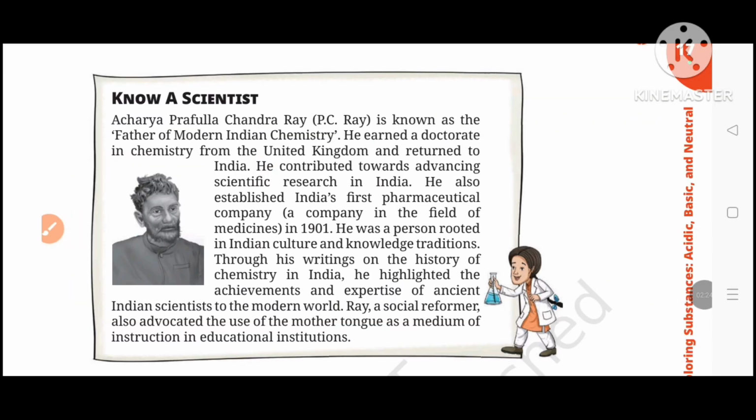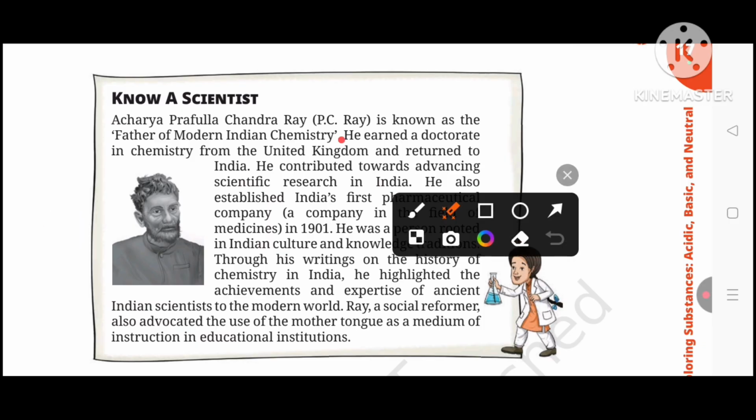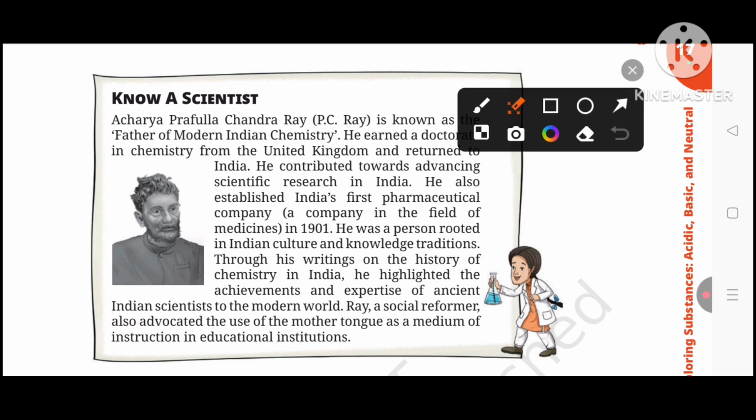Now, a scientist, Acharya Prafulla Chandra Ray, P.C. Ray, is known as the father of modern Indian chemistry. He earned a doctorate in chemistry from the United Kingdom and returned to India. He contributed towards advancing scientific research in India. He also established India's first pharmaceutical company, a company in the field of medicine, in 1901.